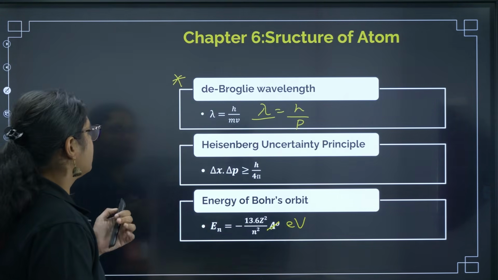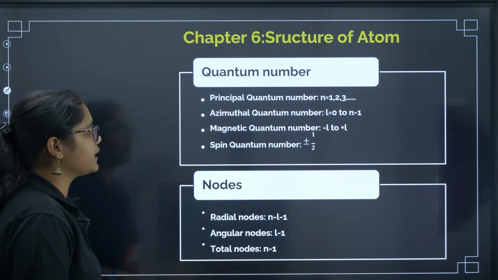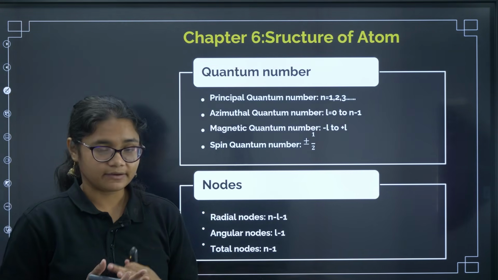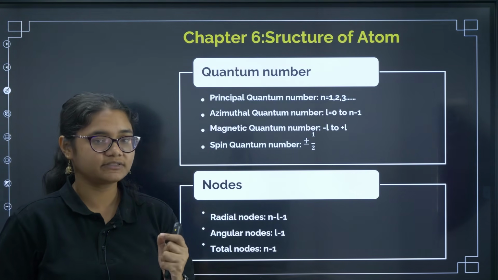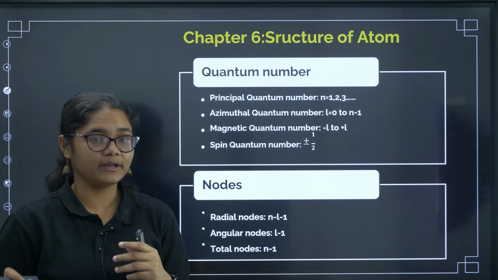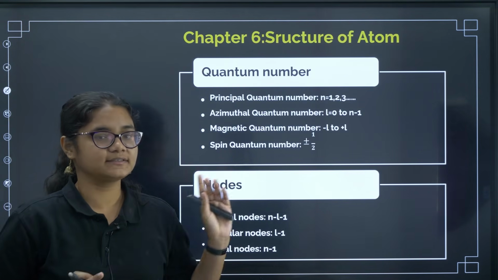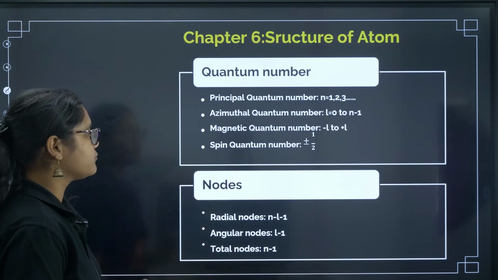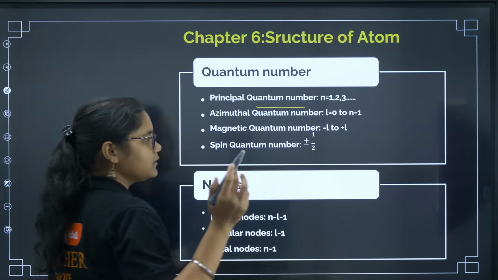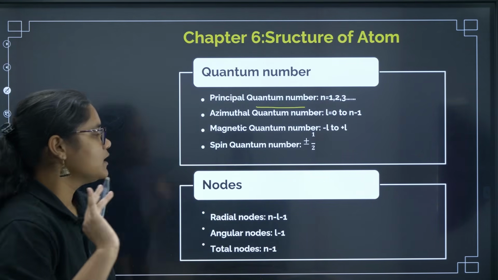Now here are questions from quantum numbers, a very important topic. Quantum numbers from structure of atom is a highly scoring and easy topic. Please revise this topic and go. So we have 4 types of quantum numbers. Principal quantum number, the range is from 1 to infinity.